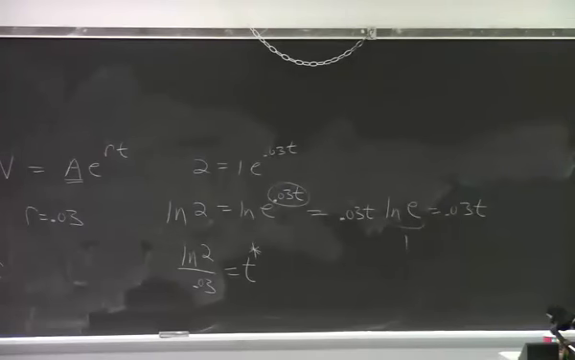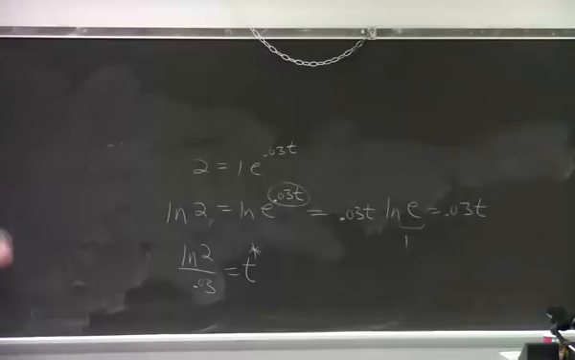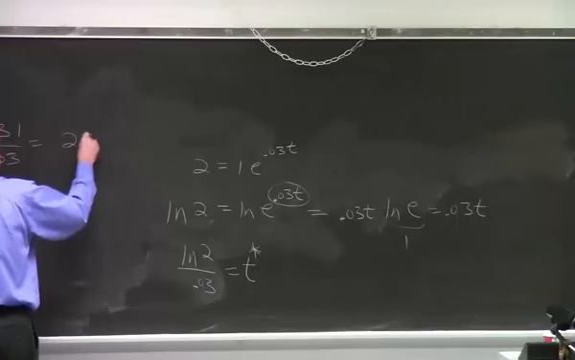Now, what is the natural log of 2? This is something you're going to have to be able to do on the exam. What's the natural log of 2? Anybody? 0.693. Give me just one more digit. 1. Okay. So you divide that by 0.03. And Heather, when you do that, what do you get? 23.1. Sort of a discouraging answer, isn't it?